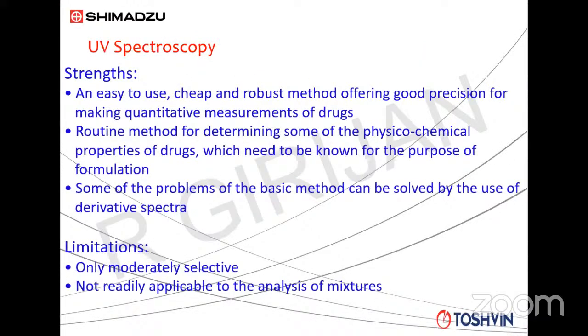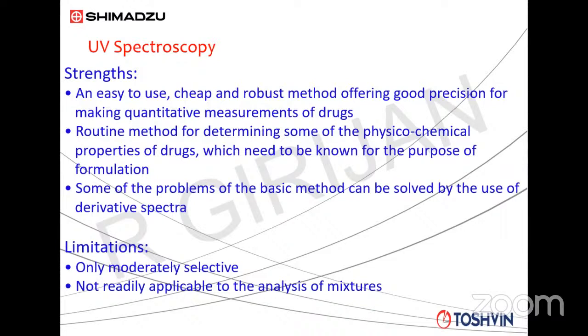And UV spectroscopy, what are the strengths if you look at? An easy to use method, a very robust method, and it offers you very good precision for making quantitative measurements of drugs. Not only drugs, I am showing drugs and so many other compounds. A routine method for determining some of the physicochemical properties of drugs, which need to be known before you go for a formulation. Some of the problems of the basic method can be solved by the use of derivative spectra also. That is a totally different chapter. Time will not permit me to go into it. I'll just tell you what derivative spectroscopy is in one of the slides.